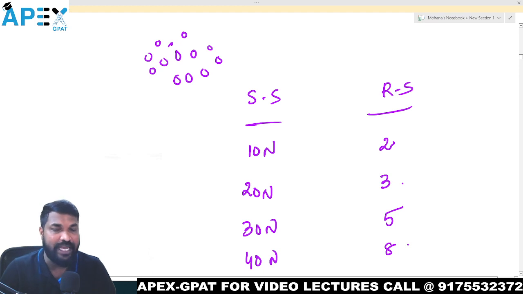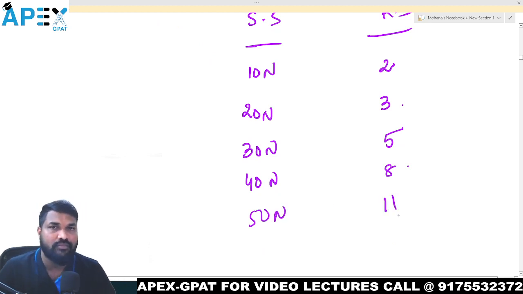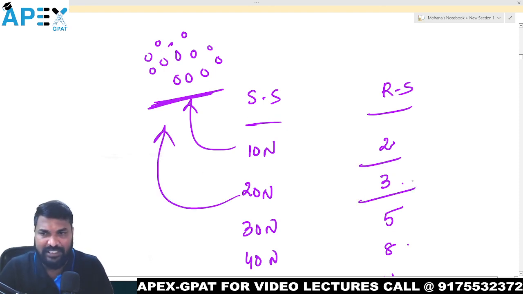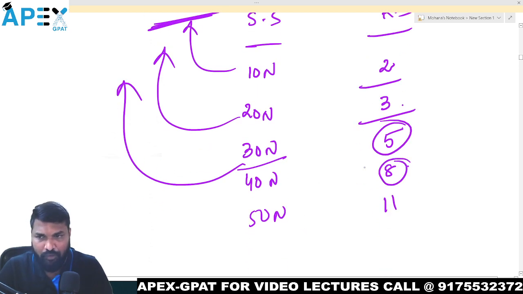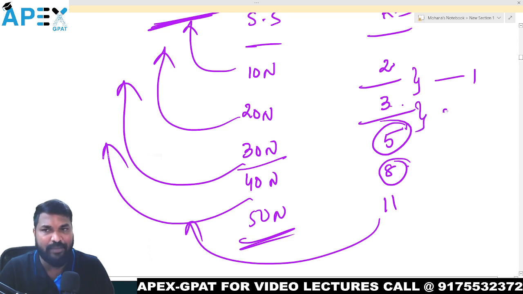The flow is what? 8. And I applied 50 Newton, the flow is 11. Did you observe how this material is behaving? I applied 10 Newton, flow is 2. 20 Newton, flow is 3. 30 Newton, flow is 5. 40 Newton, flow is 8. 50 Newton, 11. From 2 to 3, the gap is 1. From 3 to 5, the gap is 2. From 5 to 8, the gap is again 3.